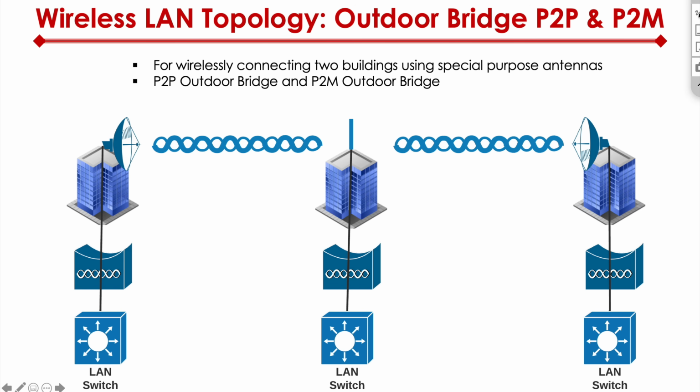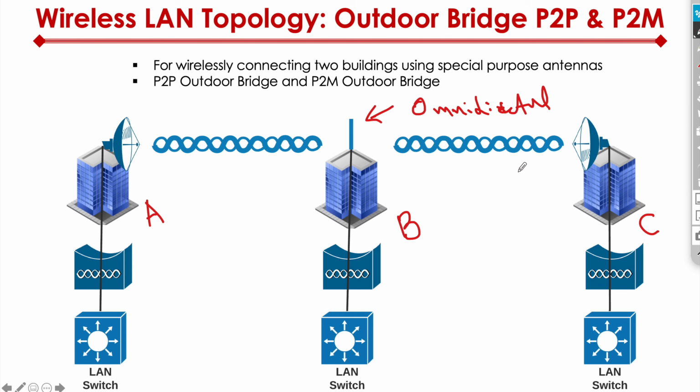Next, let's discuss point-to-multipoint. So here, it's very similar to point-to-point, but as you can see, there is another building in the middle here. So let's say this is building A, this is building B, and we've got building C. Building B in the middle here has what's called an omnidirectional antenna.